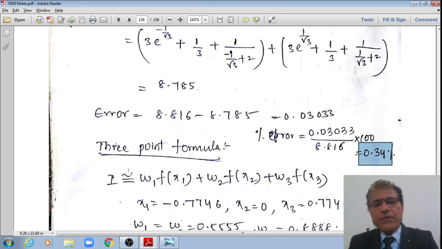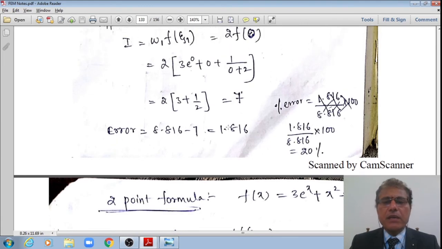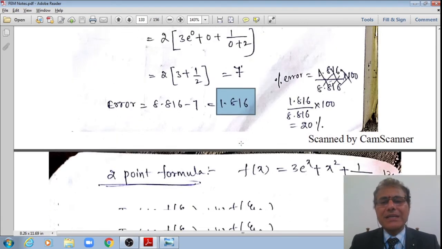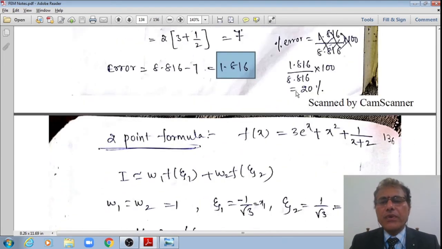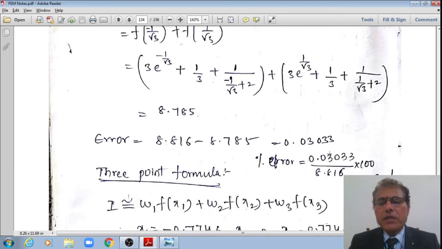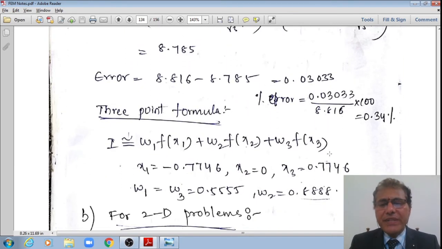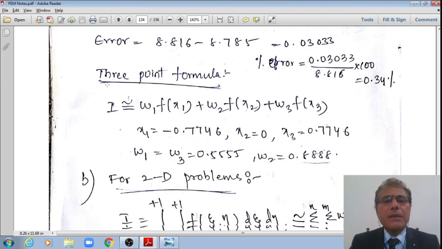That is how from the one point formula, where the error was 20%, we have reached just by increasing another point, hardly 0.34% error, right? If you are still not satisfied with this 0.34% accuracy, then you can use the 3 point formula.